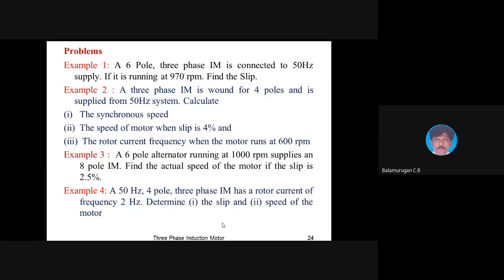The slip is given and Ns is given, you can find the second one: the speed of the motor when slip is 4%. For 4% slip you can find the new value of N. And third one, you are supposed to find, when N is equal to 600 RPM, the F dash.